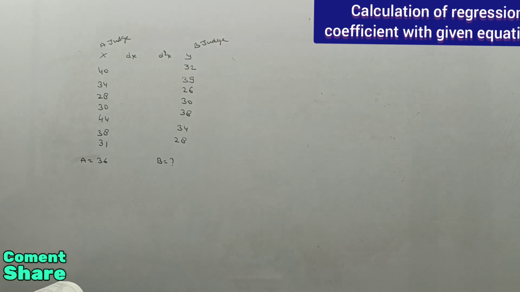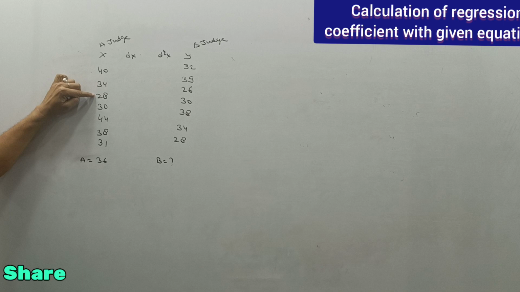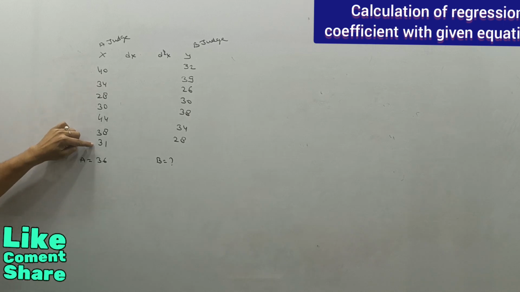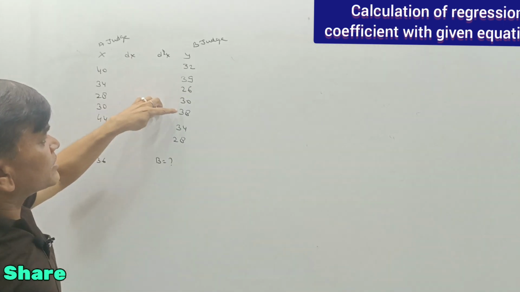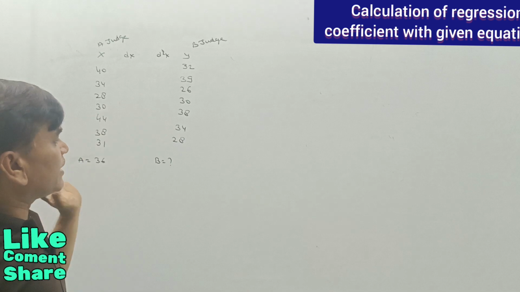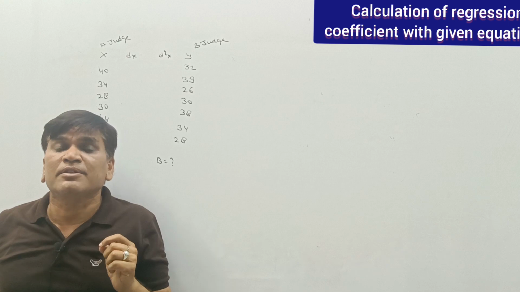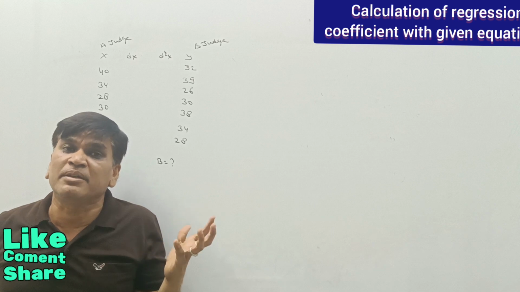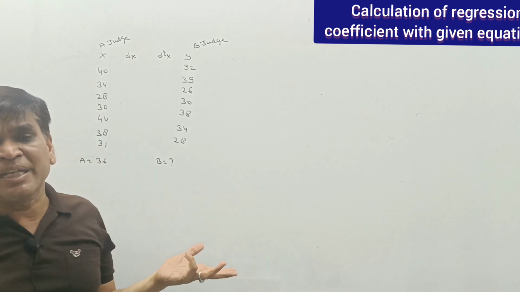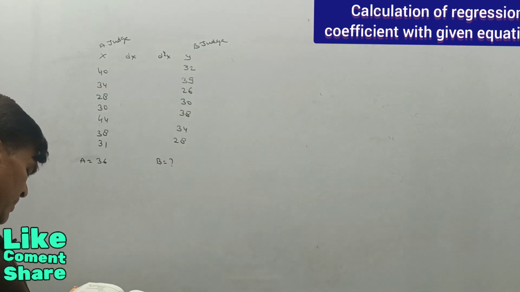For the 8th debater, these are the debaters, 7 debaters. A judge has given first 40 marks, 34 marks, 28 marks, 30 marks, 44 marks, 38 marks, 31 marks. B judge has given 32 marks, 39, 26 marks, 30 marks, 38 marks, 34 marks and 28 marks. For the 8th debater, A judge has given 36 marks. What will B judge give, because B judge was absent when the 8th debater was delivering the debate? So what marks may he give?